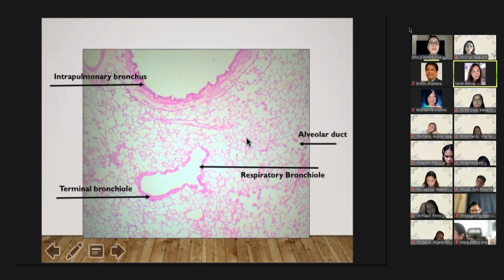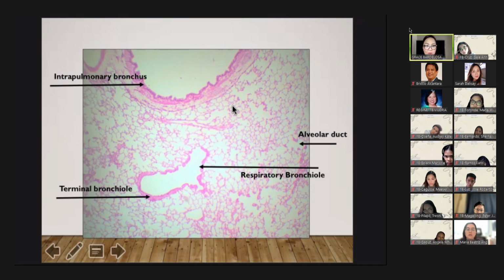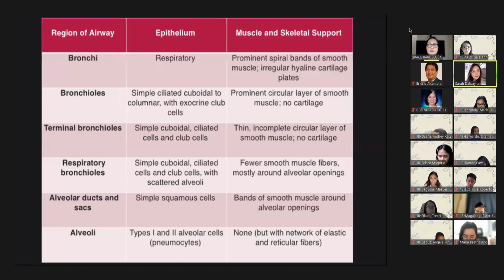Now, if it looks like a grape, like this one, parang grape siya. That's an alveolar sac, and this one is what we call an alveolus. Plenty is alveoli. And it was taught to you, class, that in the alveoli we can see two types of cells, the type 1 and the type 2, and type 2 is the one that secretes surfactant.